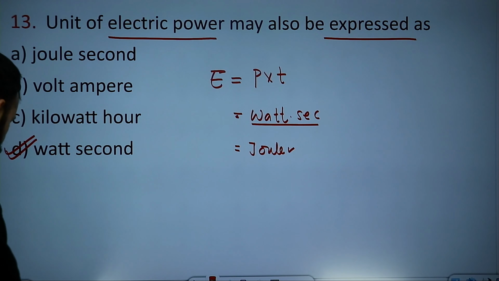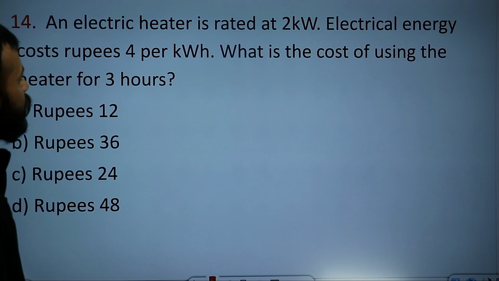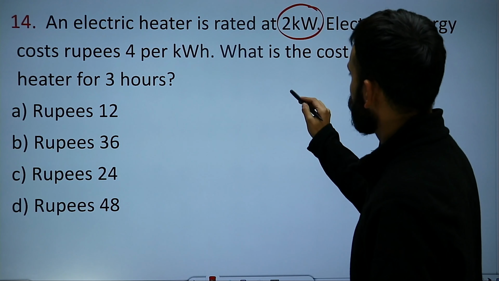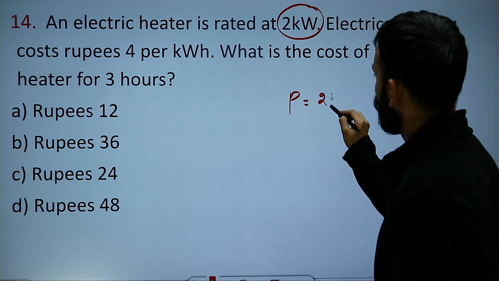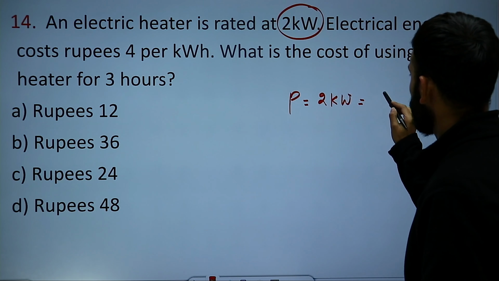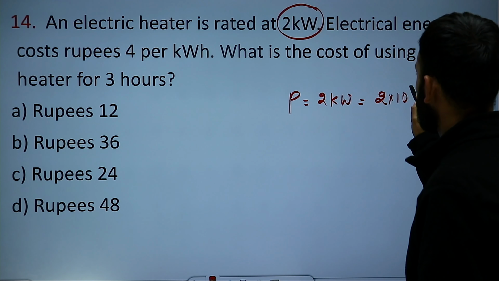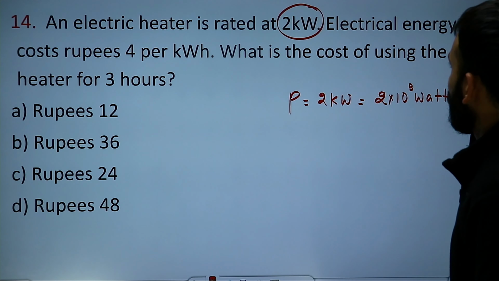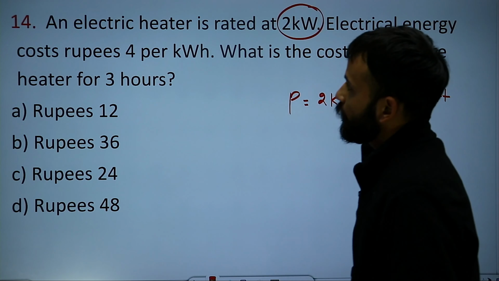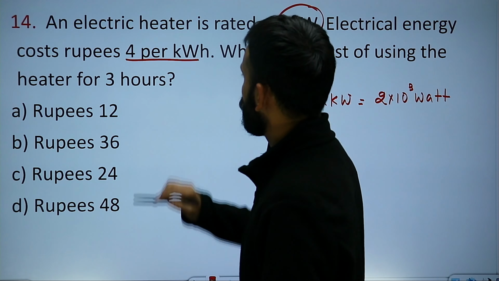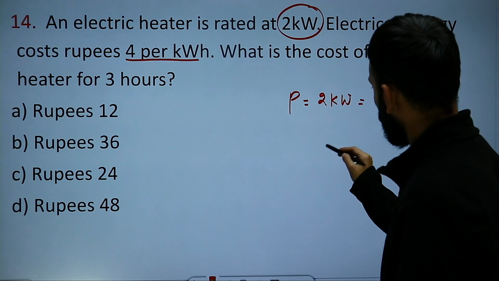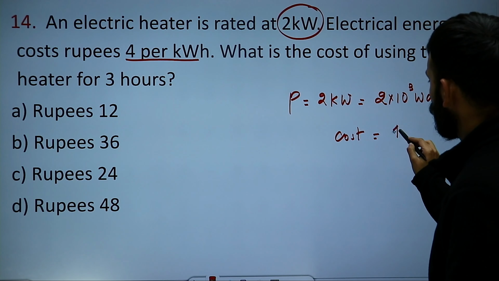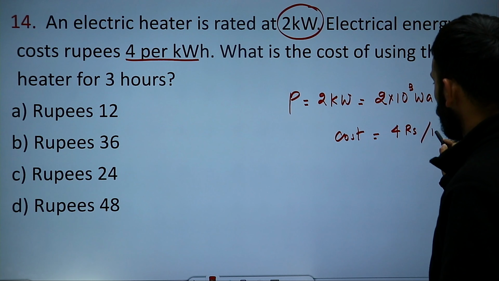Next, an electrical heater is rated 2 kilowatt, which is given power 2 kilowatt, and it can also be written as 2 into 10 to the power 3 watt. Electrical energy costs 4 rupees per kilowatt hour.